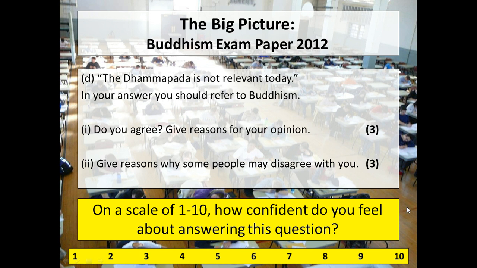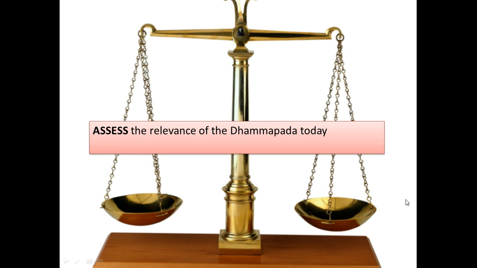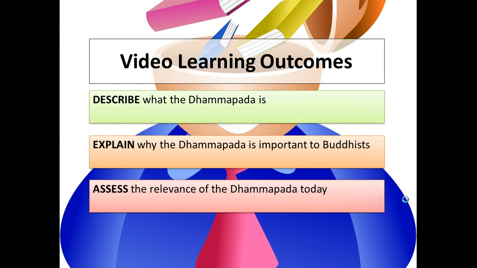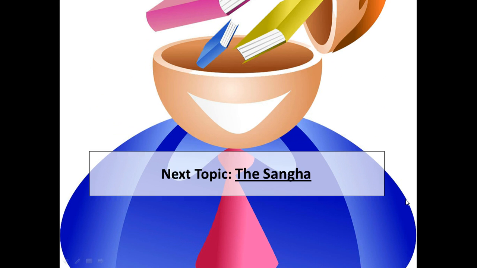So hopefully you will feel more confident about answering this question if it were to come up in this year's exam. Just keep replaying the video until you're totally confident about it. So we're going to give our final learning outcome the Mr. Powers tick, and that's all 3 learning outcomes met. The final video for Unit 1 is the Sangha.